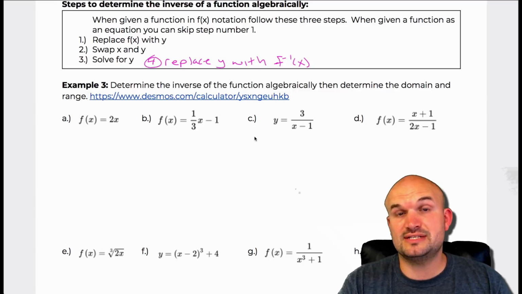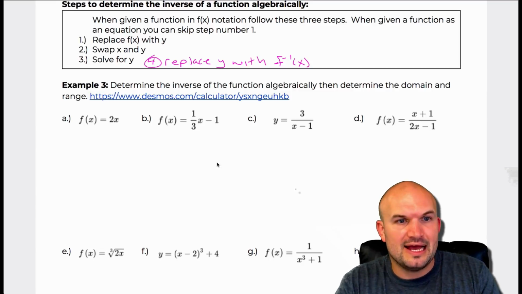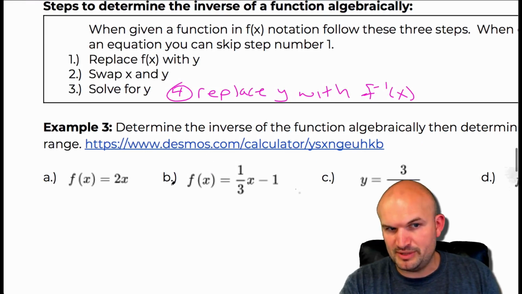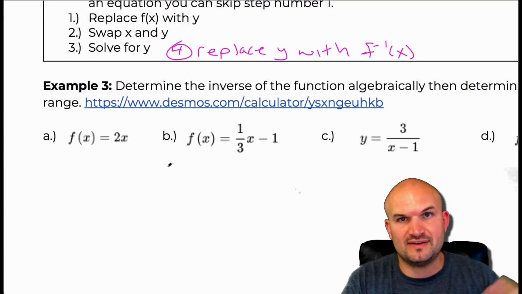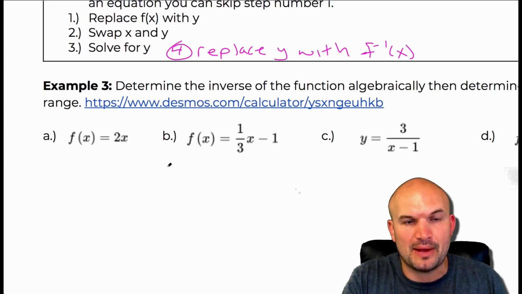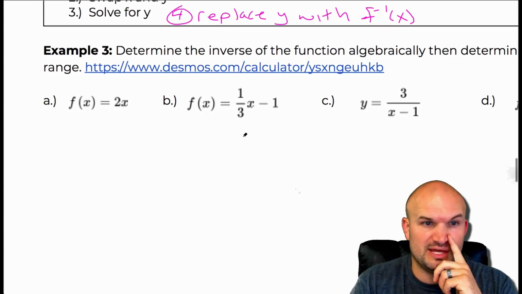All right, so let's go and take a look at the first example. The first example will break down step by step. And then for the other ones, I'll move a little bit quicker so you can see more of the algebra and not so much, oh, swap f of x with y. I don't think you need to see that step every single time. Or even swapping x and y's. I'll start skipping over that as well.